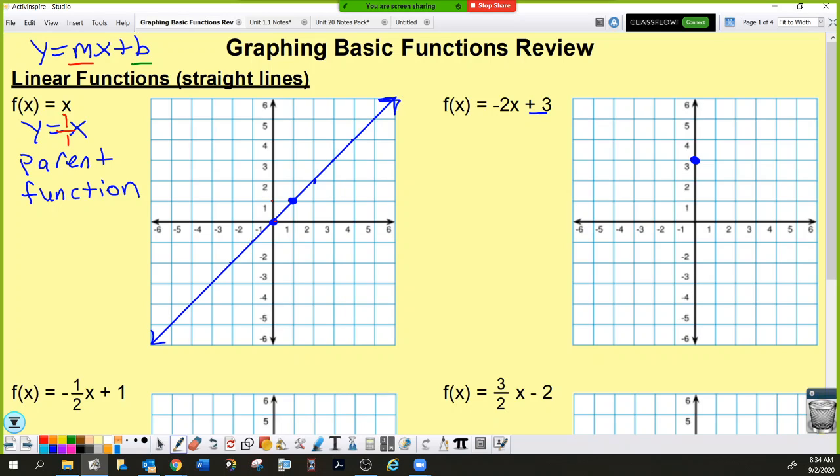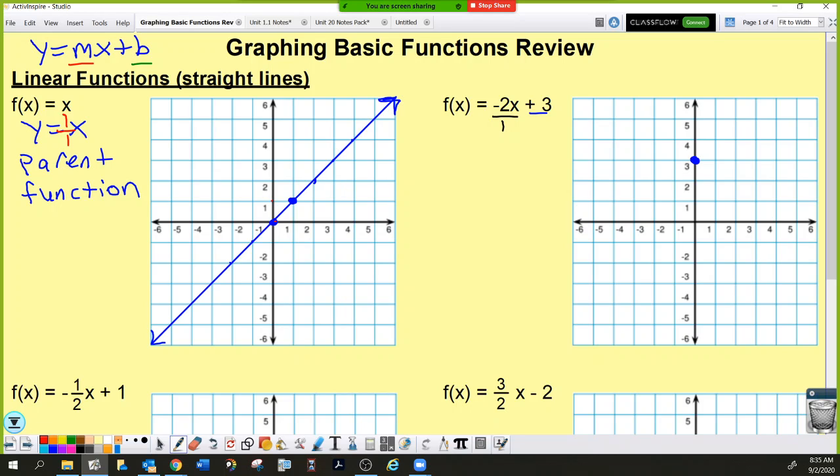Now, in the first one, I told you that the number in front of x needs to be thought of as a fraction. Every number is a fraction. Even -2, it's a fraction. There's not a number written underneath it, so it is assumed that the number underneath that -2 is a 1. So it tells us that our rise over run, our rise is actually a negative number. So that would be down 2.